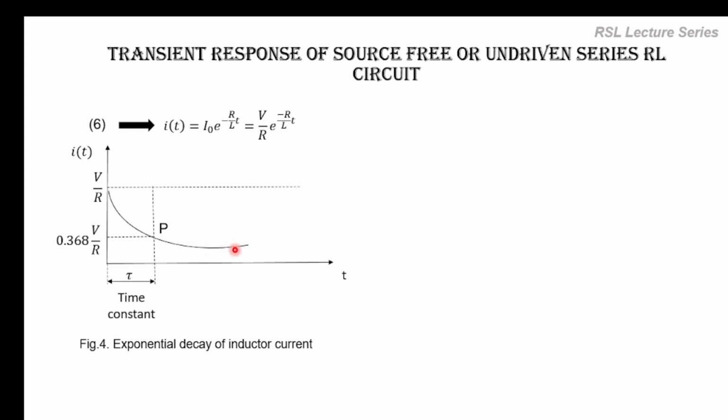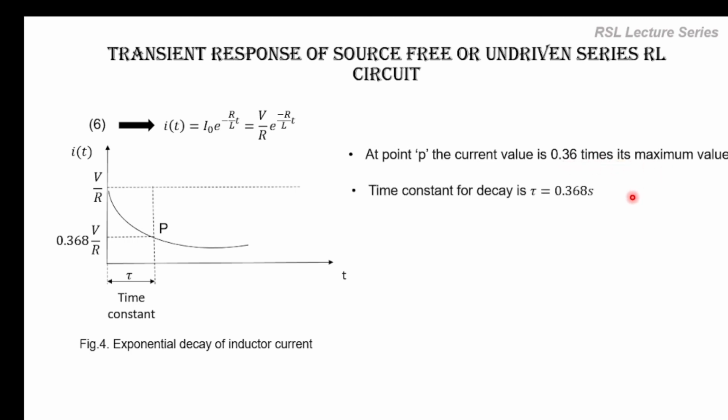After that, if we keep on increasing the value of t, the current will keep decreasing. When t is equal to infinity, e power minus infinity will be 0, so I of t will become 0. The current will start from V by R, decrease and attain 0. Hence it is called exponentially decaying. This is the exponentially decaying nature in the case of a source-free or undriven series RL circuit. At point P, as already discussed, the current value is 0.368 times its maximum value. It is defined as the time constant, tau.